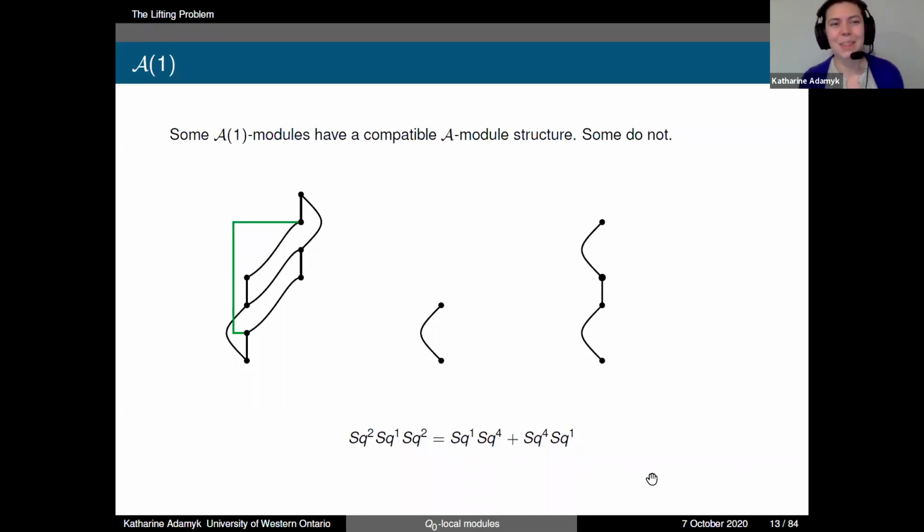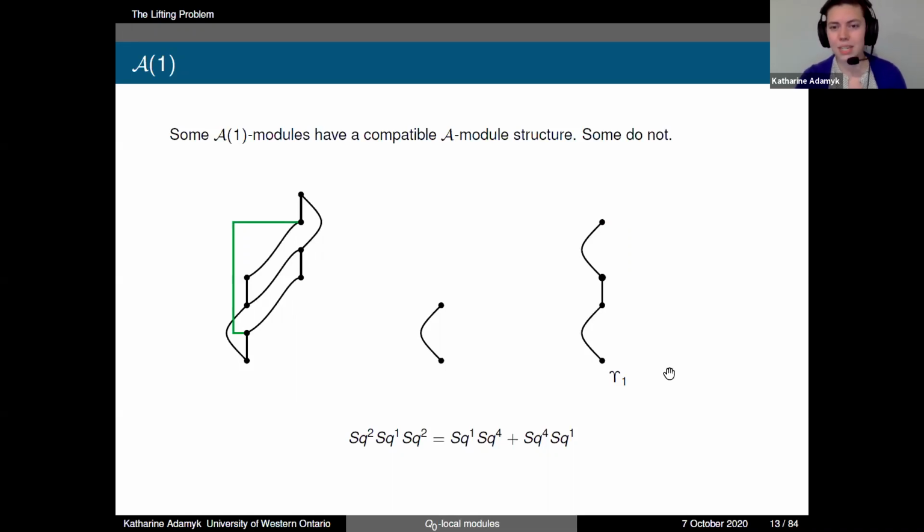So you might suspect then that the third one is a non-example, and you would be correct. What happens is, I think about the action of square 2, 1, 2 on the bottom class. That hits the top class. So the action of square 1, square 4 plus square 4, square 1 on the bottom class should also hit the top class. But I can't put an action of square 4 on the bottom class because there's nothing for it to hit in degree 4. And I can't have a non-trivial action of square 4, square 1 because there's no class in degree 1 to support that. So this module cannot be lifted to a module over the whole Steenrod algebra.